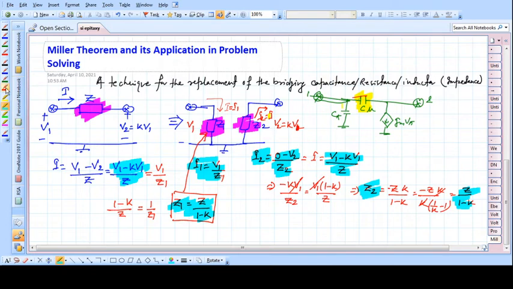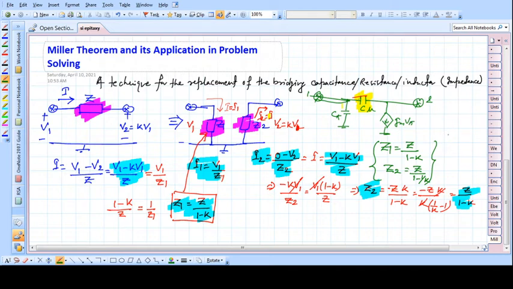So if some circuit is there, then Z1 will always be Z by 1 minus K, and Z2 is simply Z by 1 minus 1 by K. So this one is the simplified formula, we can say, for the Miller theorem.